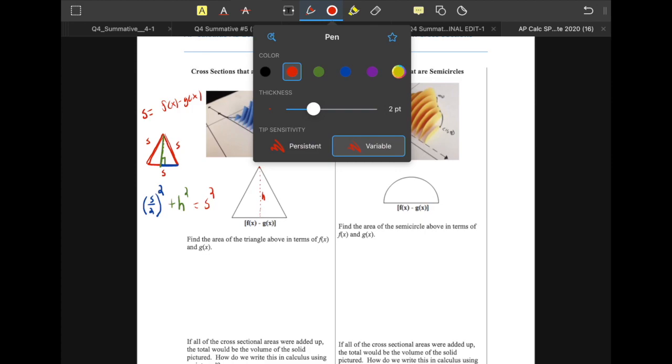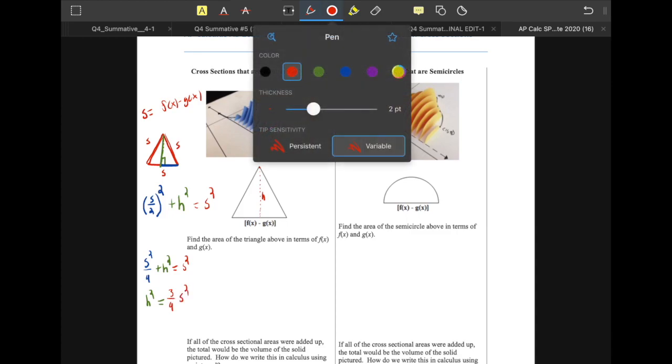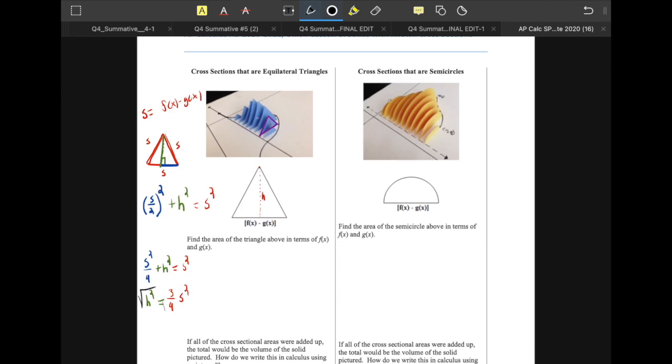And so we can solve this out, right? I'm not going to dwell too much on it here, but what we would have is S squared over 4, so 1/4 of S squared, plus H squared is equal to S squared. And as long as we can get H in terms of S, we're good to go, because we can get S in terms of f and g. And so what this ends up giving us is H squared is equal to 3/4 S squared. And we take the square root of both sides to get to just what H is.